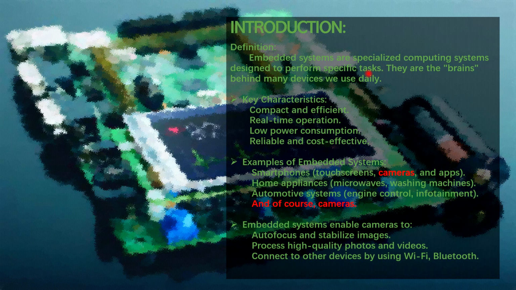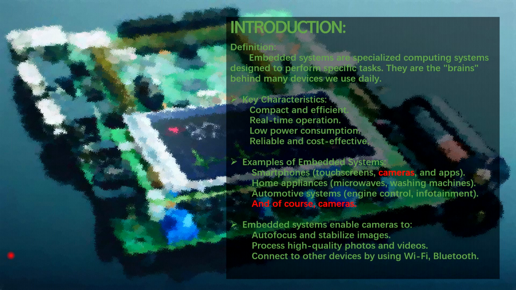Introduction. Definition: embedded systems are specialized computer systems designed to perform specific tasks. They are the brains behind many devices we use daily. Characteristics: compact and efficient, real-time operation, low power consumption, reliable, and cost-efficient.